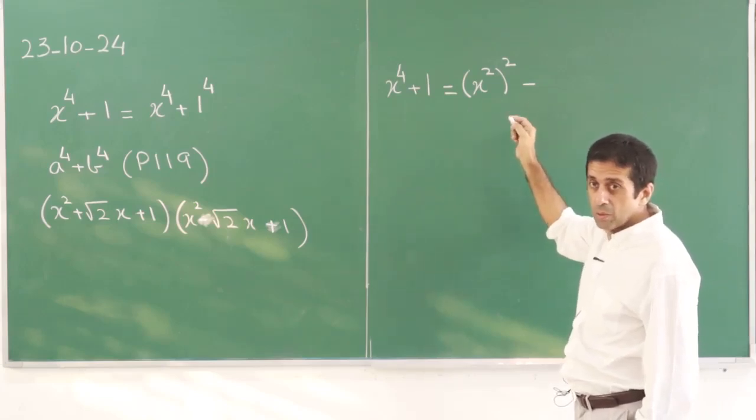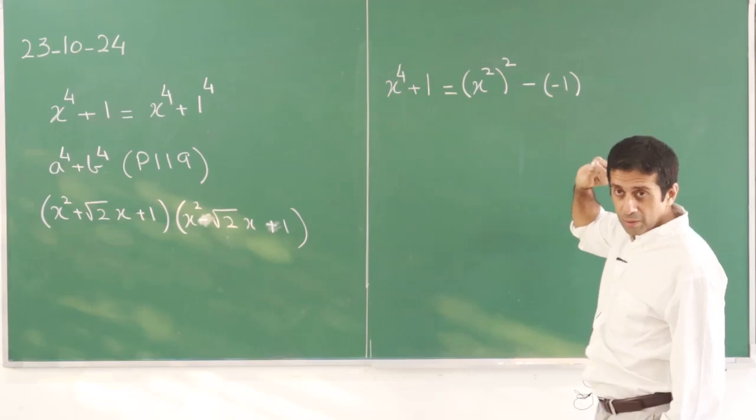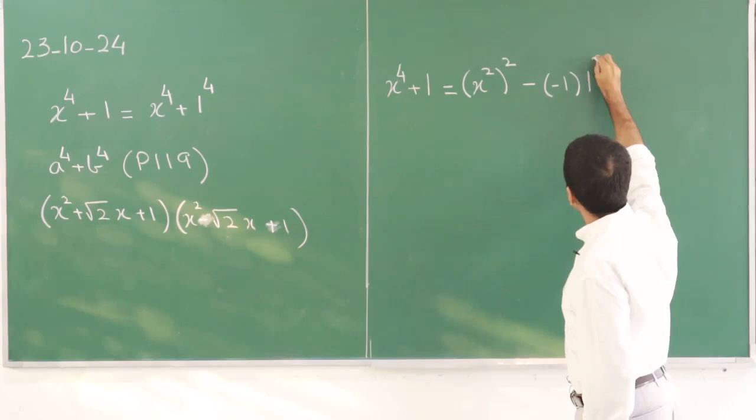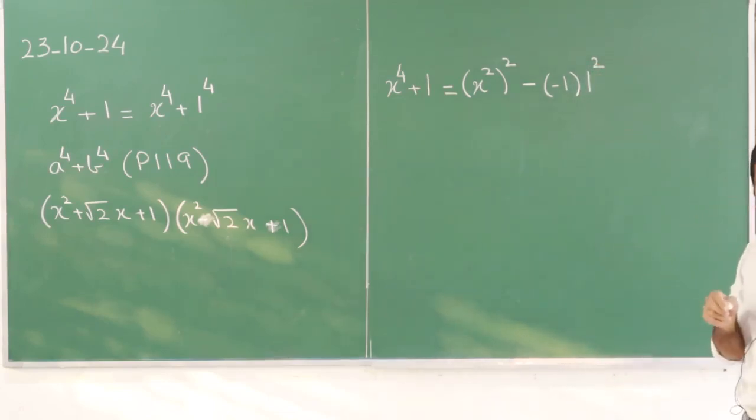So sir, minus multiplied by minus 1, which is going to make positive 1. Minus multiplied by minus 1, this is going to make positive 1. Right. And multiplied by 1 squared. So. Okay. Now what? I have done it. Okay. What's the next step now?